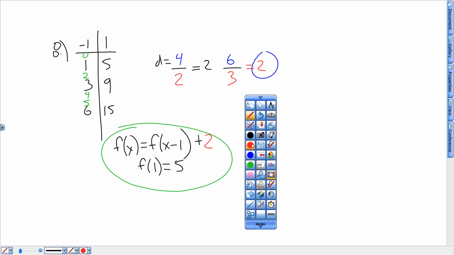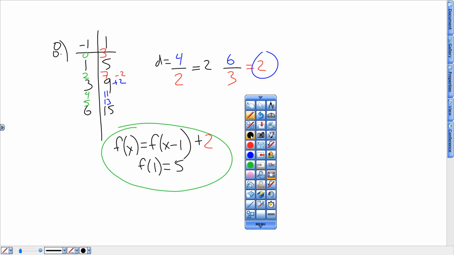So what that means is if I start with 9, 9 plus 2 gives me the fourth term, 11. 11 plus 2 gives me 13. 13 plus 2, 15. Going down, 9 minus 2 gives me 7. 7 minus 2 gives me 5. 5 minus 2 gives me that all-important y-intercept number, which is 3.